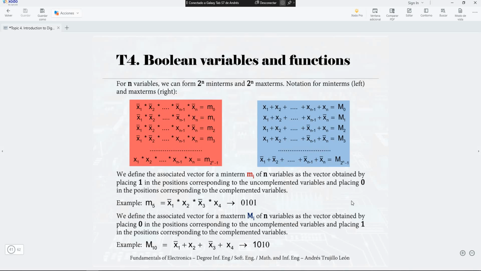So we are going to assign a number to each minterm and to each max term. How? In this way: imagine that we have a 4 variable function that has these variables, and we can have a minterm of this function that is this one, the one in the example.